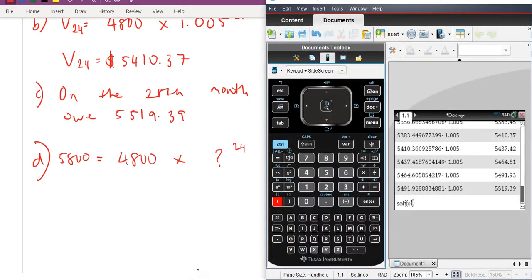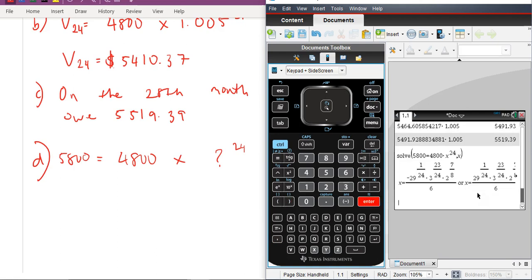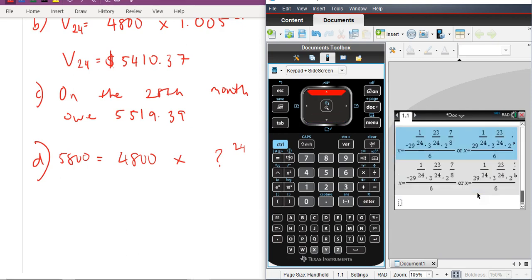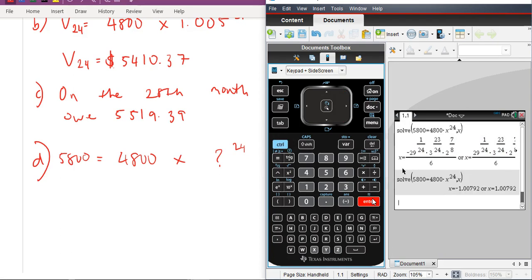Solve. So use your solve function here. How do you solve? Type in solve in your CAS. Literally type solve, 5,800 equals 4,800 multiplied by, I might call this X, you can call it whatever you like, to the power of 24. And then press the button on the right, comma, X, close the bracket. Don't worry, just wait. What does that mean? Just press Control Enter. There you go. Press Control Enter, and it'll give you the answer.